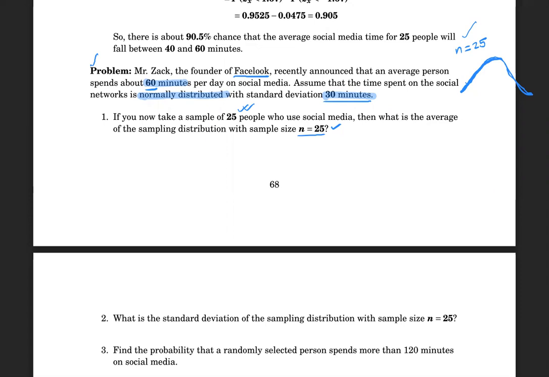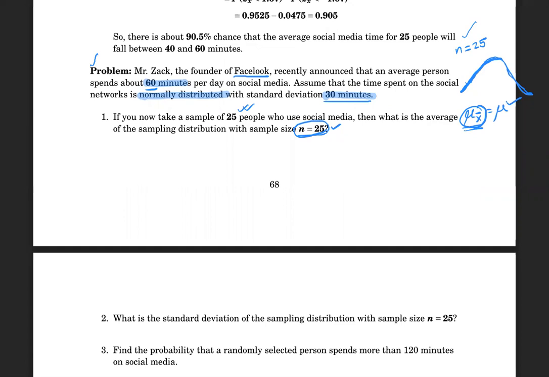Yes. What you're trying to say, in more of a teacher's language, is that mu sub x bar is equal to mu. That means the mean of the sampling distribution with sample size 25 is this, right? Mu sub x bar is the same as the mean of the original population. So that's what you're trying to say. So I get it, and you're correct.